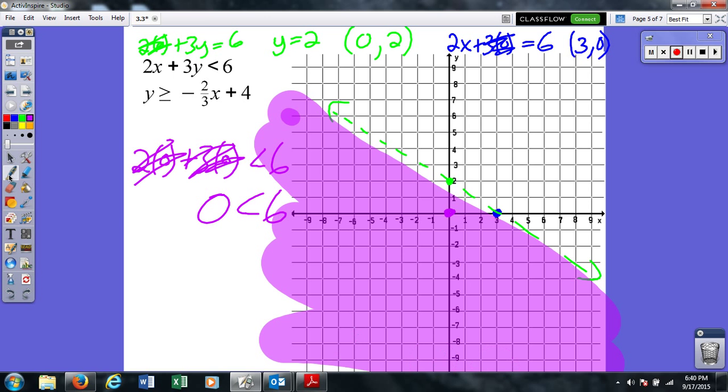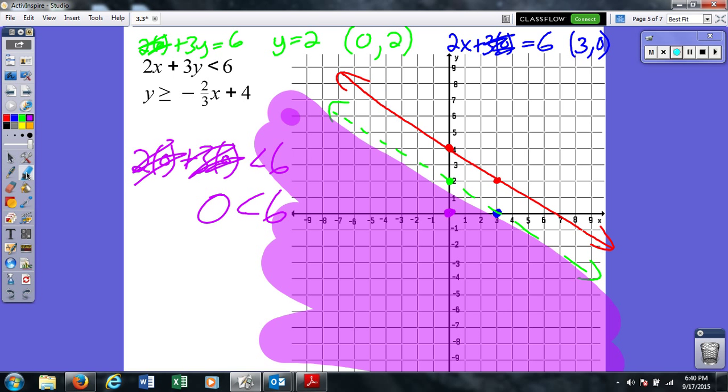All right, the second equation then, I'll graph that one in red. This one's slope-intercept form, so that's fairly simple. But we get, let's see, up here plus 4, and then a slope of negative 2/3. So down 2 and to the right 3. And this one's going to be a solid line. So you see these lines are actually parallel to each other.